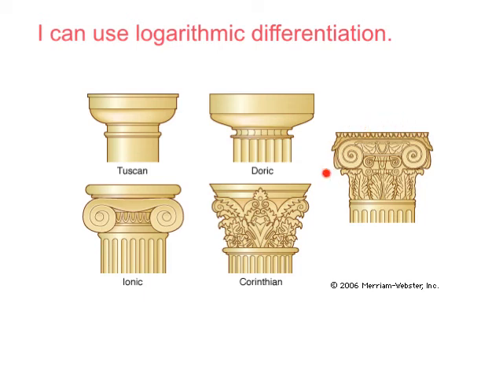And what we have here is the fifth order, which appears to carry the volutes of the Ionic order and the acanthus leaves of the Corinthian order. So it's kind of a composite of those two, which gives us our clue that it is the composite order.